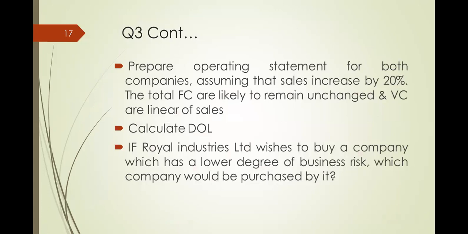Prepare the operating statement for both companies, assuming that sales increase by 20%. Total fixed costs are likely to remain unchanged. Variable costs are linear to sales. Then calculate the degree of operating leverage. The next one: if Royal Industries Limited wishes to buy a company which has a lower degree of business risk, which company would it purchase?